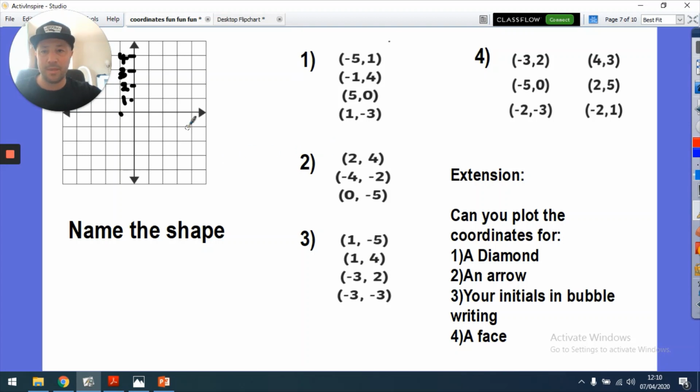So my first point would be going along 2. So 1, 2. I'm going to go up 4, 1, 2, 3, 4. So that would be my first point. And then once I've done my points, I'm going to join them up. Can you name the shape?